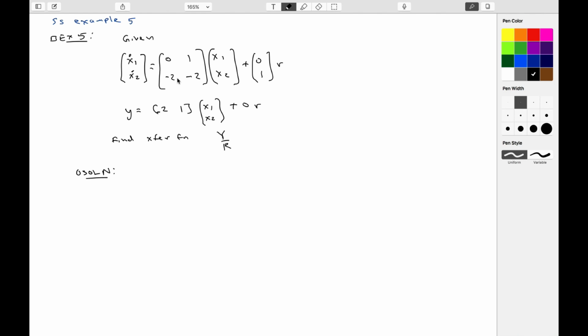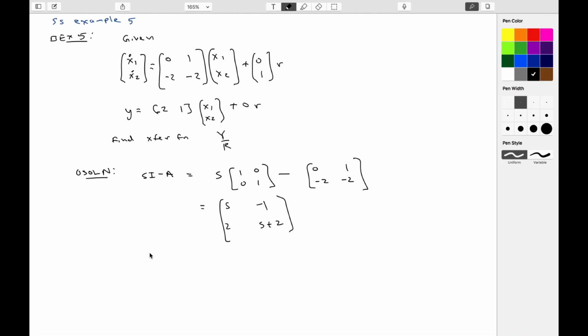Alright, so what we want to do is start by finding sI minus A, which is equal to s times the n by n, or in this case 2 by 2 identity matrix, which is [1, 0; 0, 1]. And then subtracting from that A, so our A matrix is [0, 1; -2, -2]. And so when I subtract this, what I get is s, and then minus 1, and then 2, and then s plus 2.